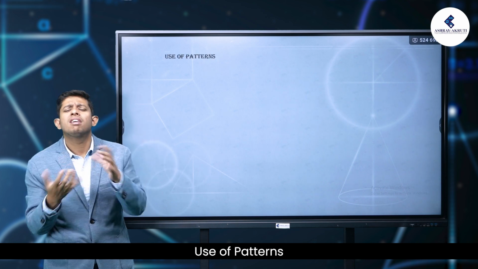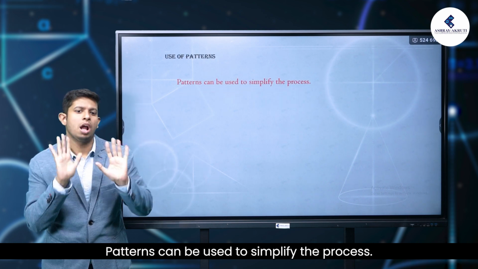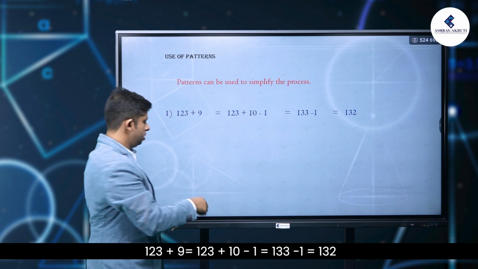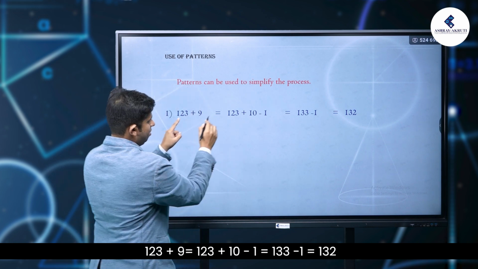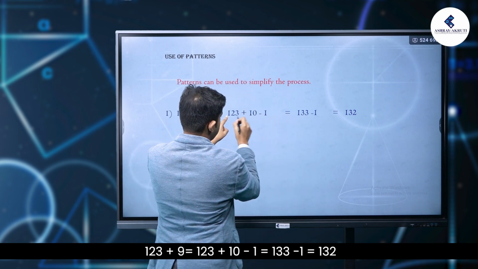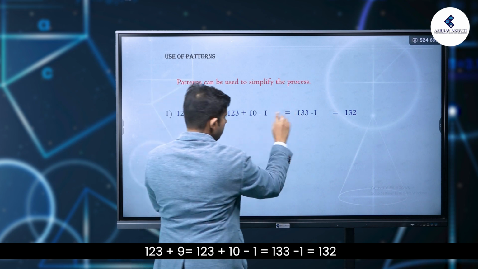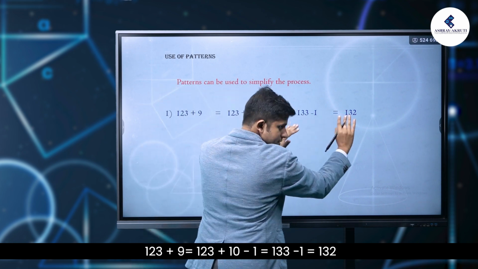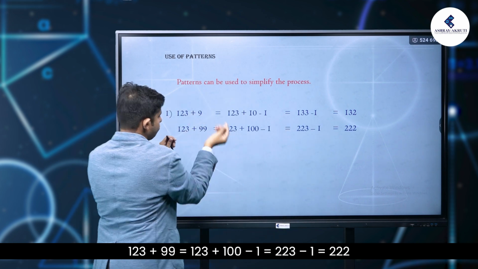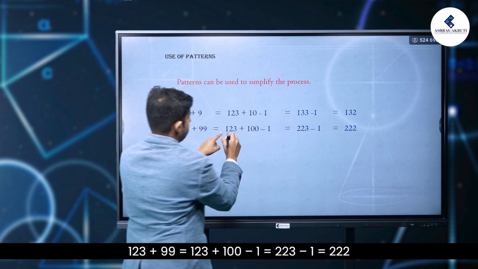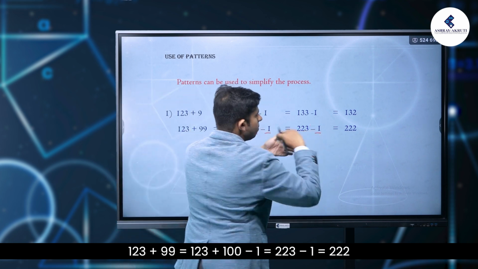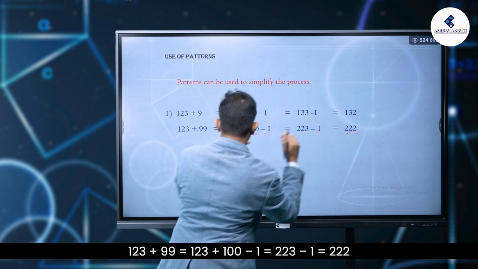Use of patterns: patterns can be used to simplify the process. 123 plus 9 is equal to 123 plus 10 minus 1, which is equal to 133 minus 1, equals 132. 123 plus 99 is equal to 123 plus 100 minus 1, equals 223 minus 1, equals 222.